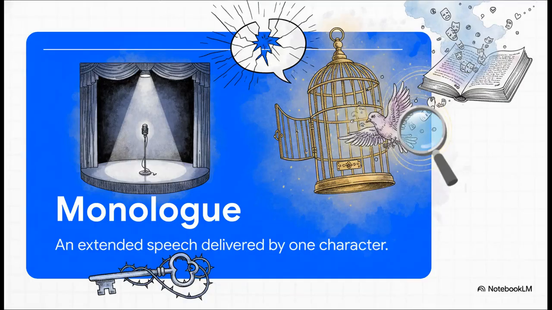Section 3, Monologue, taking the stage. So what happens when that back-and-forth ping-pong match suddenly stops? Enter the monologue. This is an extended, continuous speech by just one character. Giving one person complete control of the conversational floor totally shifts the power dynamic. The ping-pong match is over.